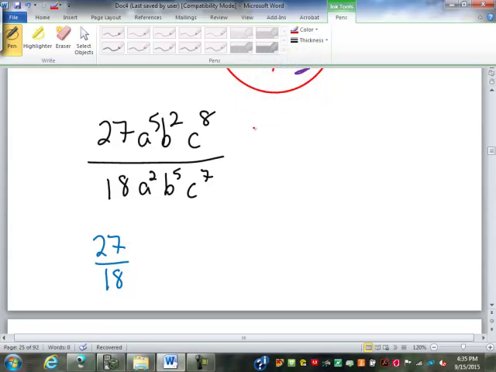Now, first of all, some of you might be looking at saying that's an improper fraction. Let's make it a mixed number. Why can't we do that? Because it isn't just 27 over 18. It's 27 with all the variables, a to the 5th, b squared, c to the 8th, over 18, a squared, b to the 5th, c to the 7th.